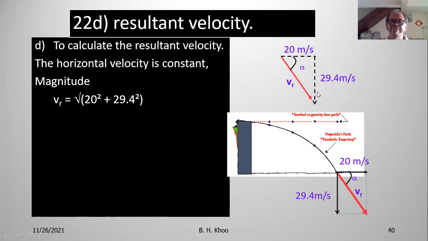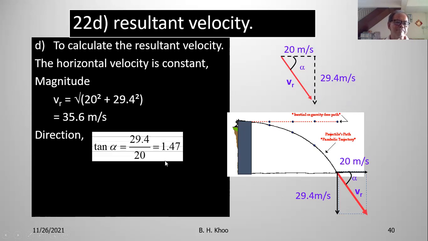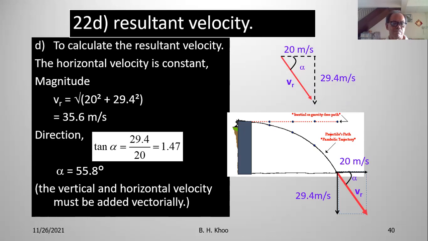So we want to find your resultant velocity. Use Pythagoras theorem, 20 squared plus 29.4 squared, square root the whole thing, calculate it out using the calculator. Then we want to find this angle, giving the direction of the velocity to the horizontal. Tangent is 29.4 divided by 20, which is 1.47. In your calculator, 55.8 degrees. Okay. We cannot add them as scalars because velocity is a vector. We have to add it as a vector.